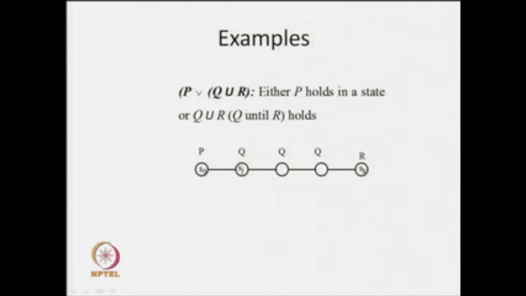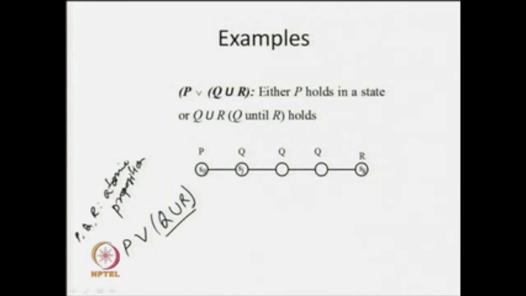Now, come to this particular example, where we are using P or Q until R. That means we are having P, Q, R as atomic propositions. We are starting with 3 atomic propositions and we are saying P or Q until R. So, Q until R is a temporal formula, P is a temporal formula, so P or Q until R is a temporal formula. Now what we are saying is that either P holds in a state or Q until R holds.